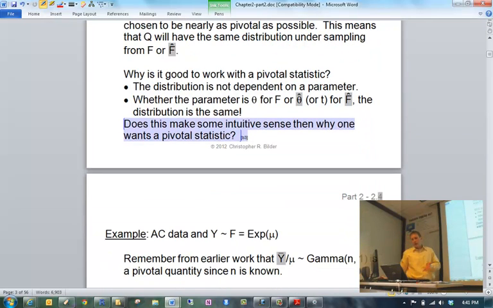So why is using a pivotal statistic good? Well, its distribution is not dependent upon the parameter. So there are fewer things that you have to estimate, thus less chance for error, less chance of getting that f wrong.